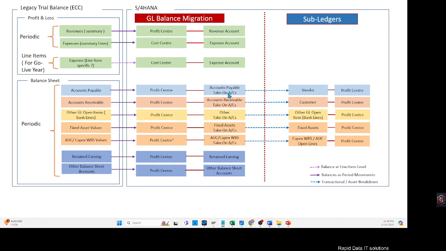And in the next video, we will talk about individual objects. So we will have a specific targeted approach to show you how the take-on account is used to migrate the accounts payable, and then how subledger migration cancels out the take-on account of the accounts payable and creates the line items for the individual subledger line items for the accounts payable in the migration process. And yeah, so this is for now, and we will talk more about the individual ledger subledger migration in the subsequent video.